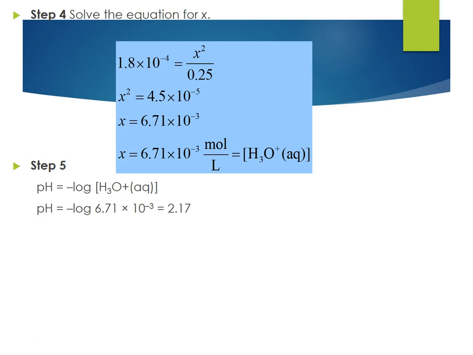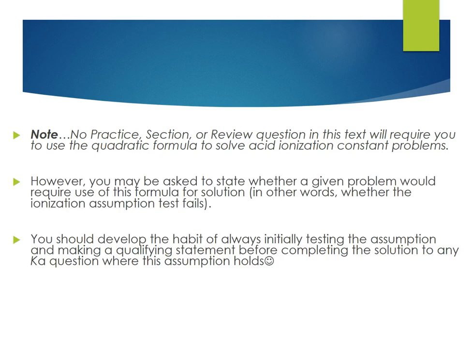With the value of the hydronium ion concentration, we can calculate the pH by taking the negative log of the concentration. Please note that none of the acid ionization questions that you will be given will require that you use the quadratic formula. Be sure to test your values to see if you can make the approximation.